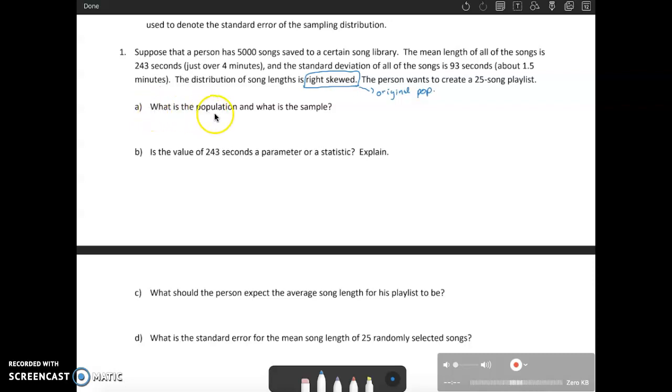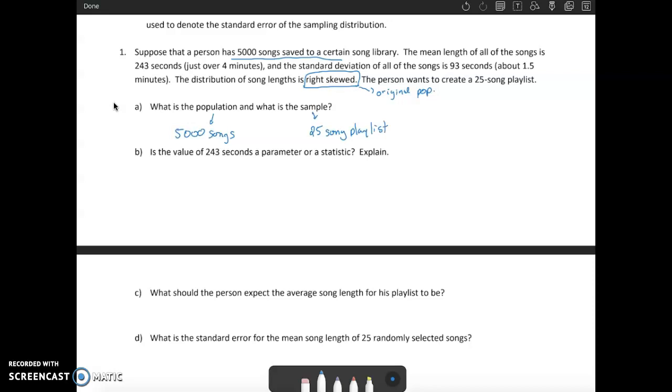First, it wants to know what is the population and what is the sample. In this case, your population is all of the songs, the 5,000 songs, all of the songs on this phone or computer or wherever they're looking. And what's the sample? They're going to create this playlist. So this playlist is going to be this randomly selected group of songs, the 25 song playlist. That's the sample they're creating.